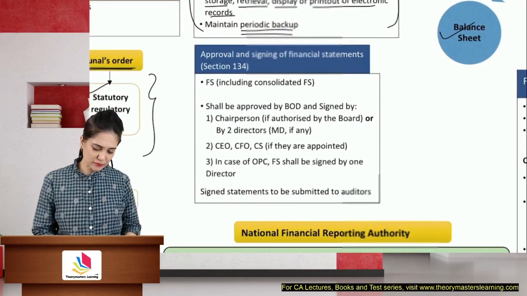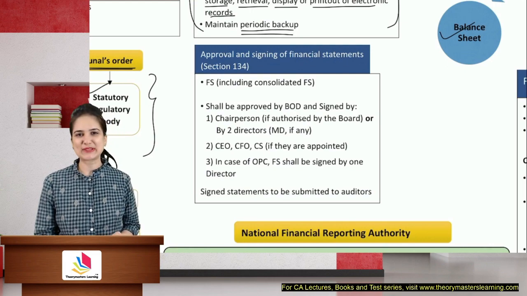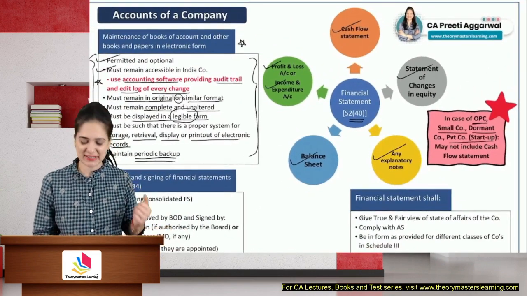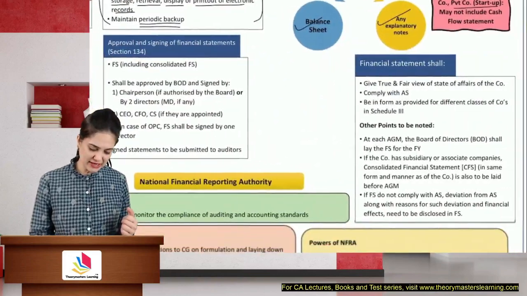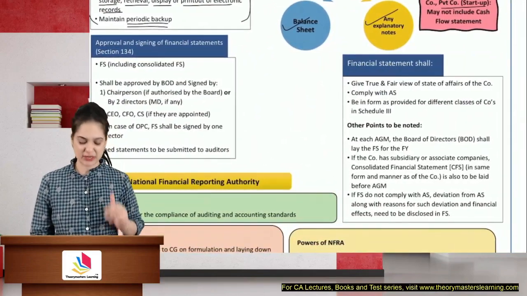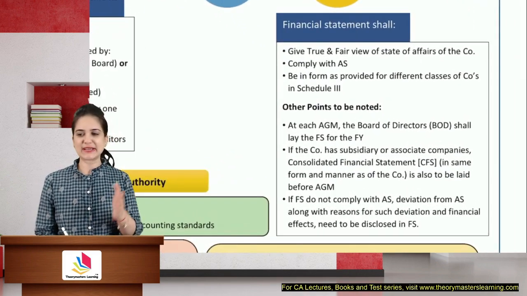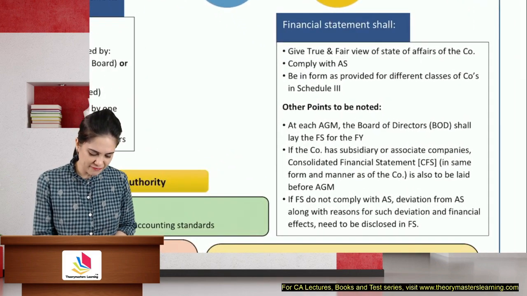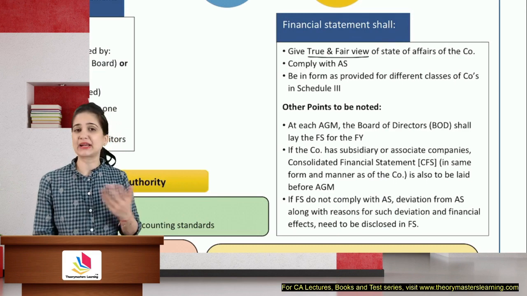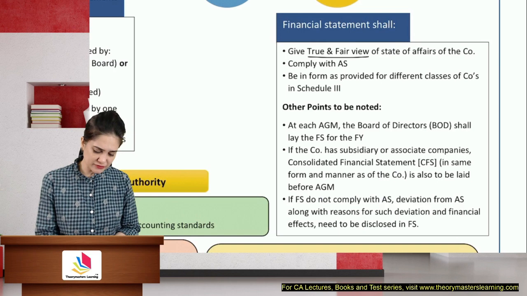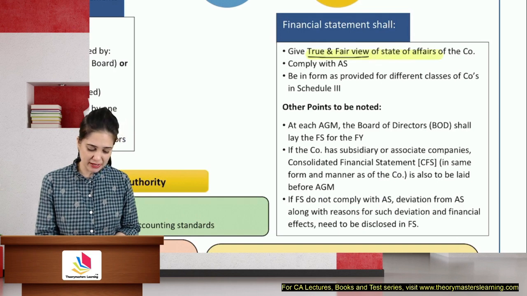Next, we have approval and signing of financial statements. We know what is included in the definition of financial statement, what is considered as a financial statement. Now, who will sign and how will the financial statements be prepared? Let us first discuss that the financial statements should give a true and fair view. These are the keywords, so I'll highlight the keywords which will be present in your answer. They should give a true and fair view of the state of affairs of the company. They should comply with the accounting standards.